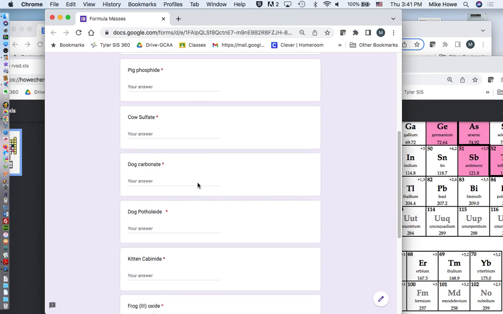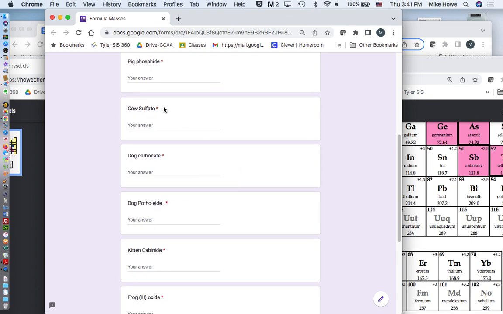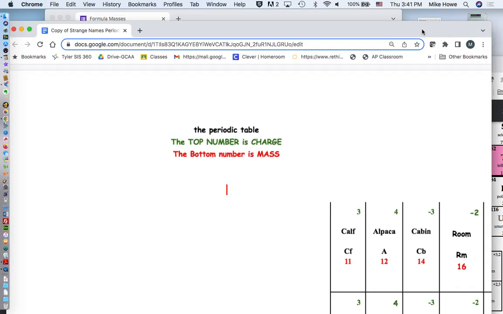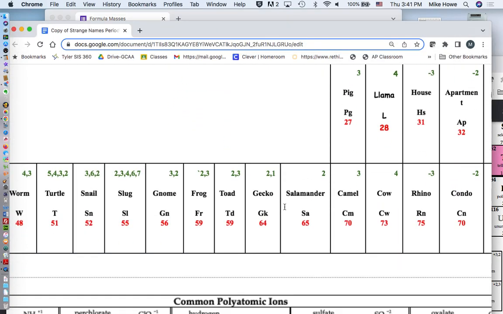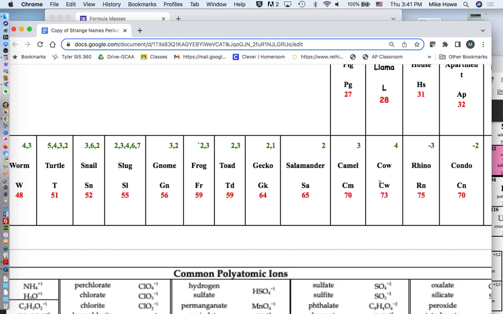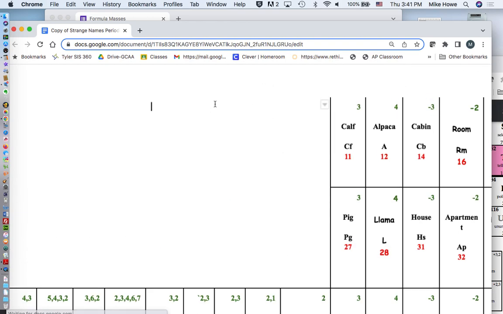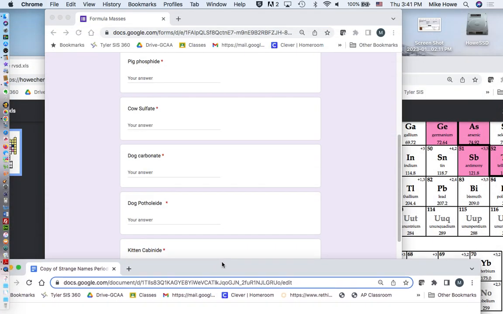We'll do cal sulfate. So we would do cal sulfate, go back over here and find cal. Cal is right here. So see, cal is CW, and it has a +4 charge on it. So I'll go ahead and write it on here. So cal is CW, and it had a +4 charge on it. And sulfate was the other part of that name, cal sulfate.